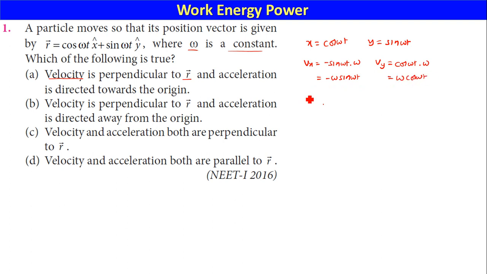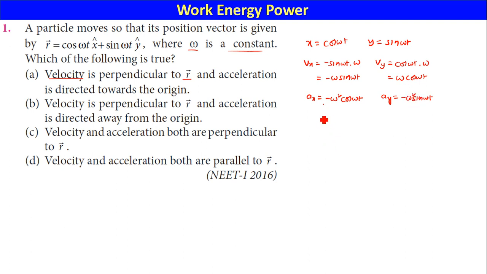What about acceleration? If you differentiate this once again, for ax, the differentiation of sin ωt is cos ωt. If you differentiate ωt again, you get ω. Already one minus ω is there, so ax is minus ω² cos ωt. What about ay? If you differentiate cos ωt once again, you get minus sin ωt. You'll get one ω extra from this differentiation, and already one ω is there, so ay is minus ω² sin ωt.